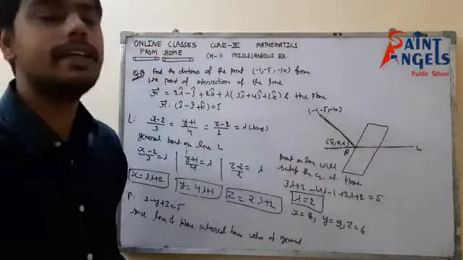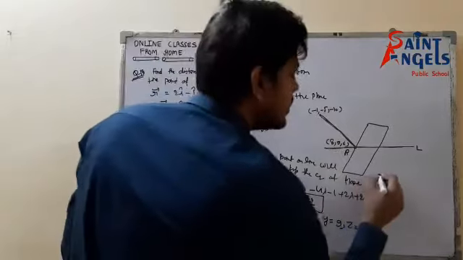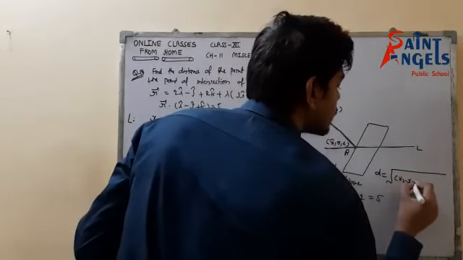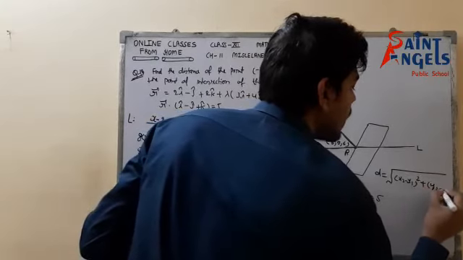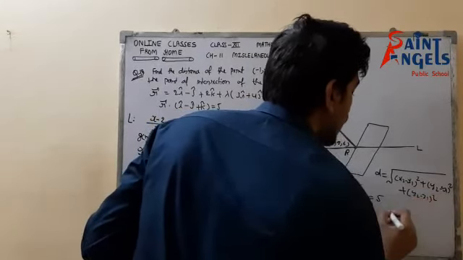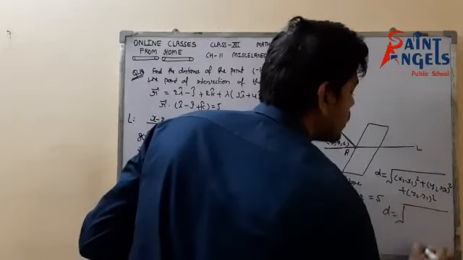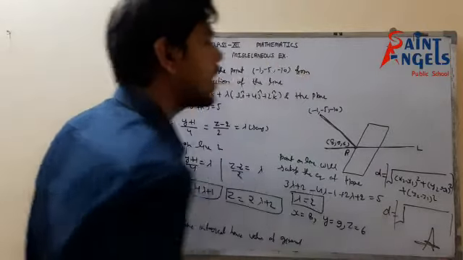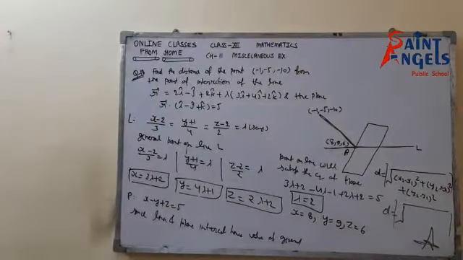So now I have these 2 points, and we all know that the distance between 2 points is d equals to under root x2 minus x1 whole square plus y2 minus y1 whole square plus z2 minus z1 whole square. I hope you can solve it for the answer, and that would be positive. Okay students, I hope it's clear. Please pause the video and note it down.